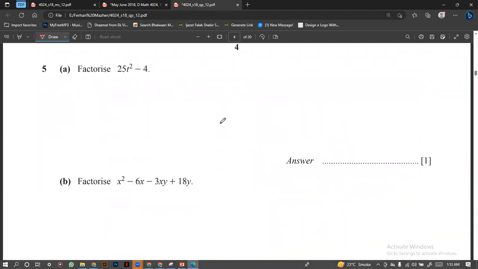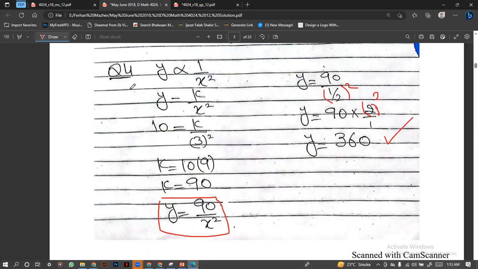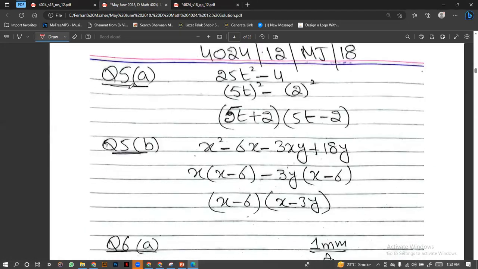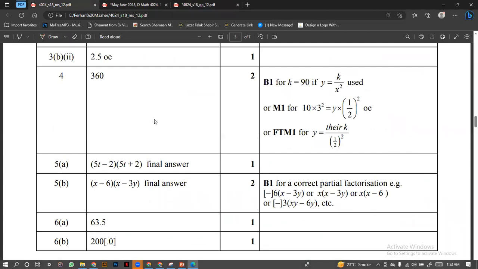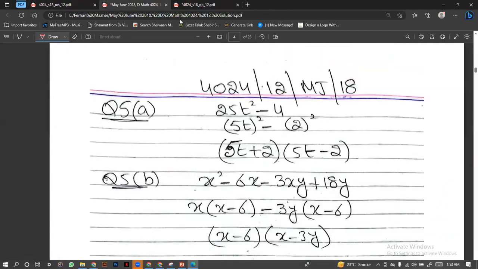Question number 5A part. It says factorize 25t squared minus 4. These are two perfect squares, and you have a negative between them. You remember that formula, a squared minus b squared is equal to a plus b, a minus b. So it is (5t) squared minus (2) squared. So it will be 5t plus 2 in one bracket, and in the other bracket, you will have 5t minus 2. So this is how you factorize it, and my answer is right.